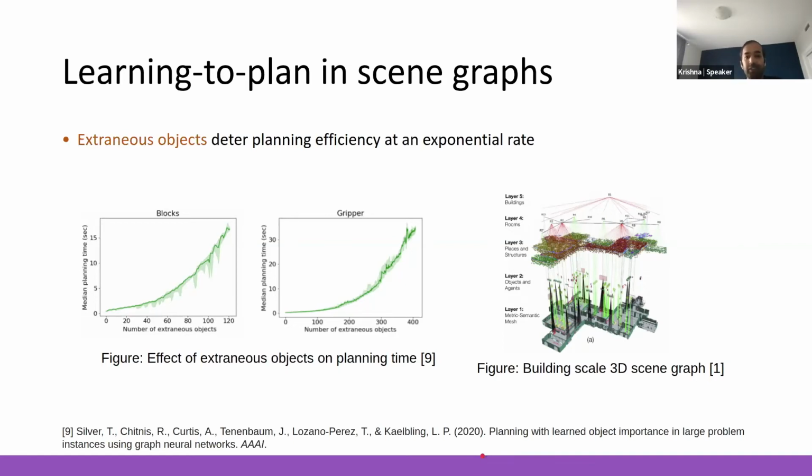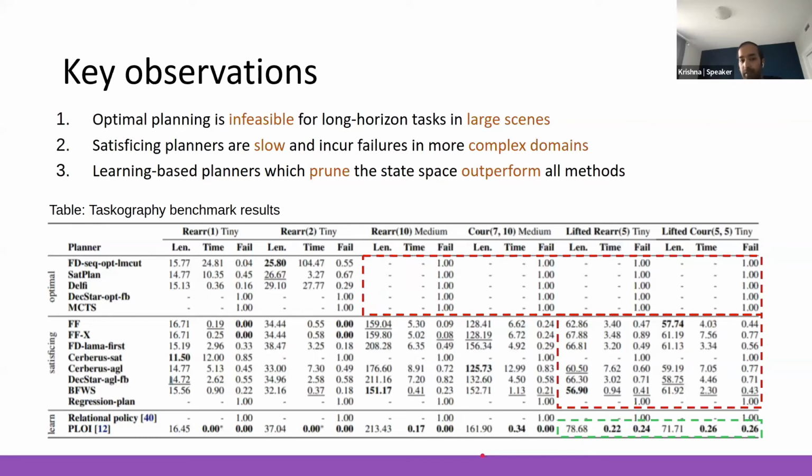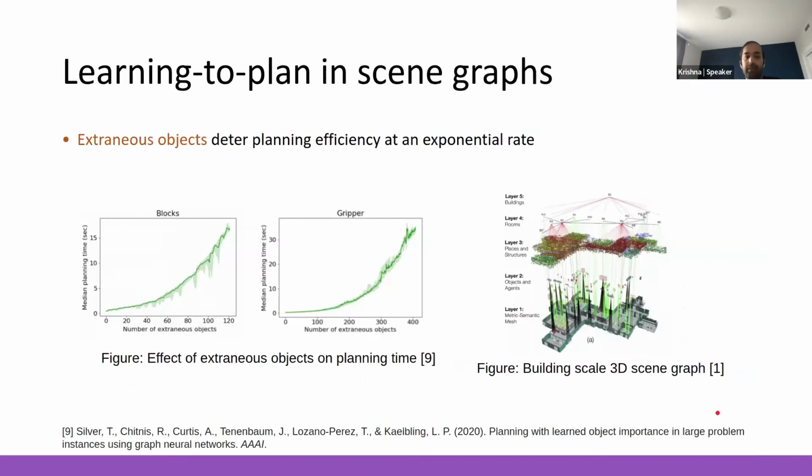This work, Ploy, was the best performing approach in the table. The last row, Ploy, is the approach that you see here. The key idea in Ploy is, if your scene representation has a lot of objects that are not relevant to the task, so they're extraneous objects, then they tend to eat into a lot of your planning time. If you're able to somehow eliminate these extraneous objects, you can plan much faster.